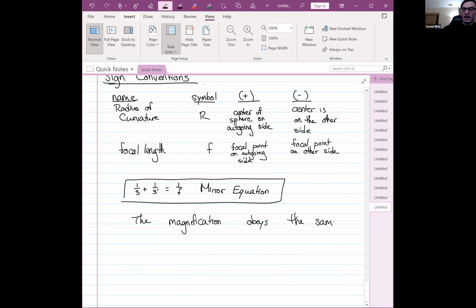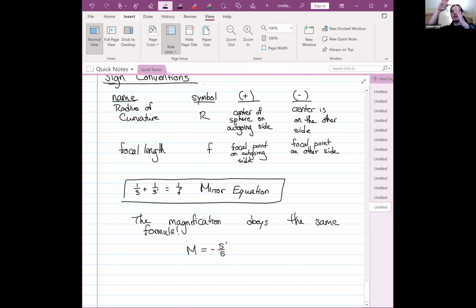Because for identical reasons, you can check the sign conventions work out. The magnification for a convex mirror is also negative s prime over s. And so here you'll see that because s prime is always negative and s is usually positive, the images that are produced are upright.